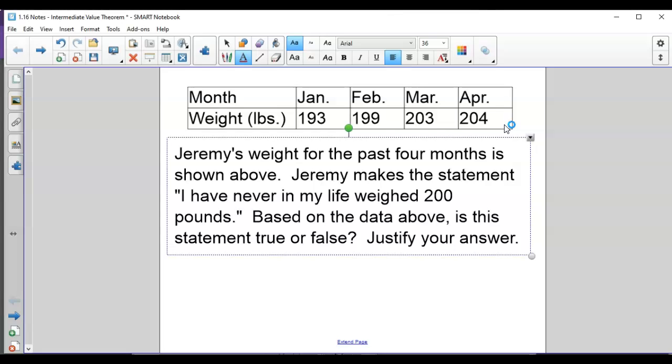Now, if you get into technicalities about what if you have something amputated, what if you have something like that, your weight may change immediately if that happens. Let's not get into that. But in general, weight is going to be continuous. So we know to get from 193 to 204, you got to weigh 200 pounds.